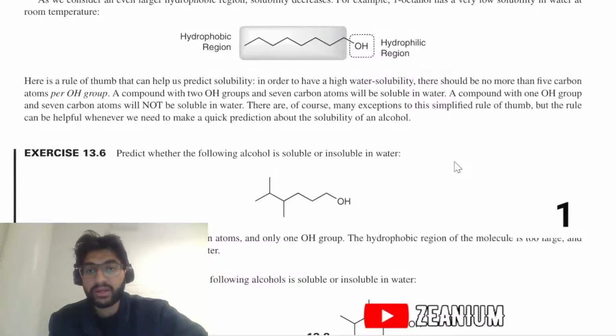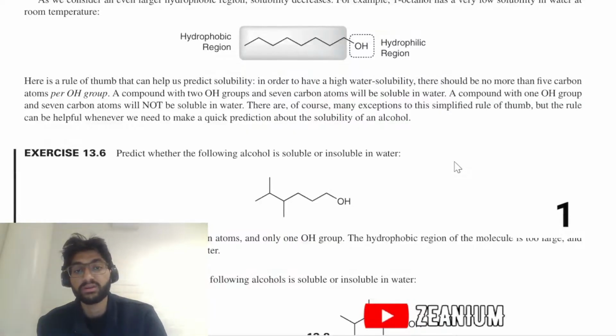Here is a rule of thumb that can help us predict solubility. In order to have a high water solubility, there should be no more than 5 carbon atoms per OH group. A compound with 2 OH groups and 7 carbon atoms will be soluble in water. A compound with 1 OH group and 7 carbon atoms will not be soluble in water. There are, of course, many exceptions to this simplified rule of thumb, but the rule can be helpful whenever we need to make a quick prediction about the solubility of an alcohol.